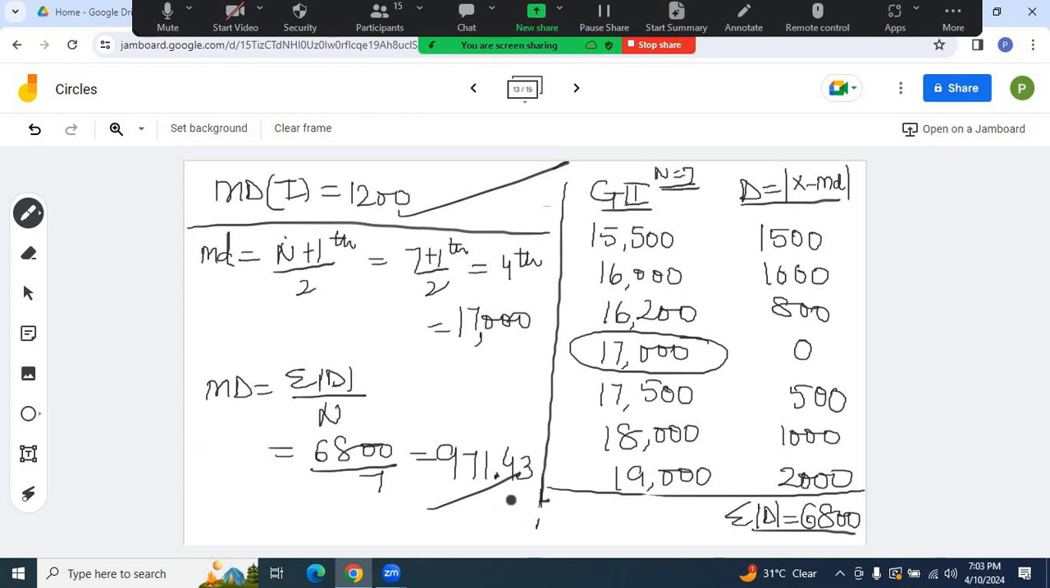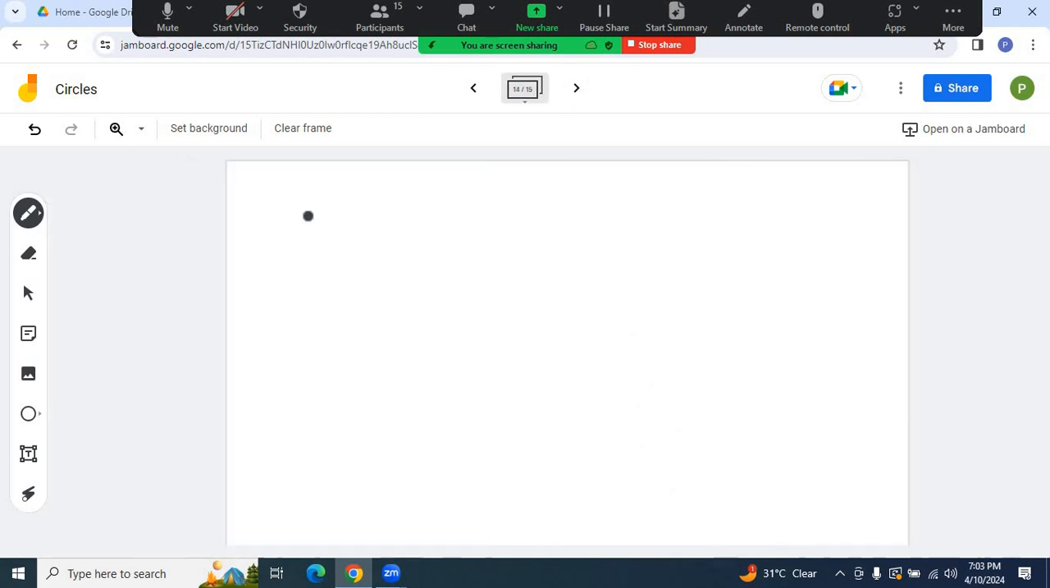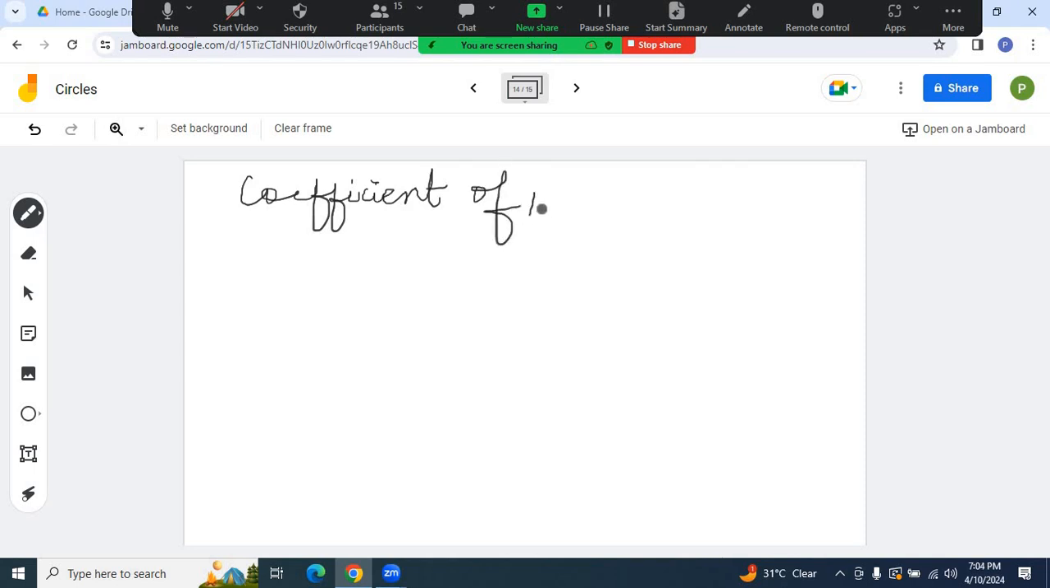And if we find coefficient of mean deviation, I haven't told the formula, I'll tell you. Coefficient of mean deviation is mean deviation upon median. If we are calculating mean deviation from median, then upon median. If we are calculating mean deviation from mean, then it will be mean deviation upon mean.